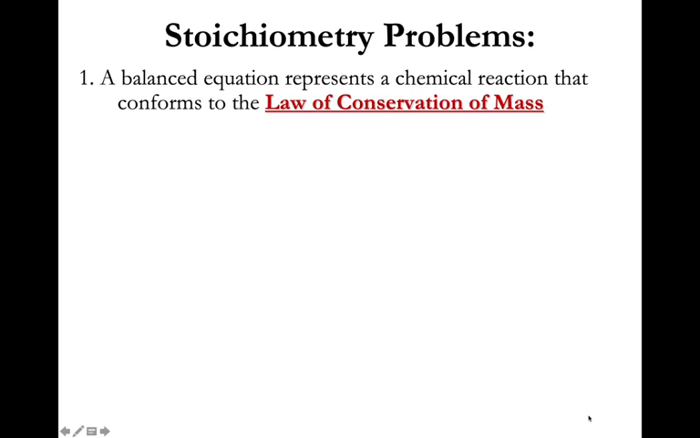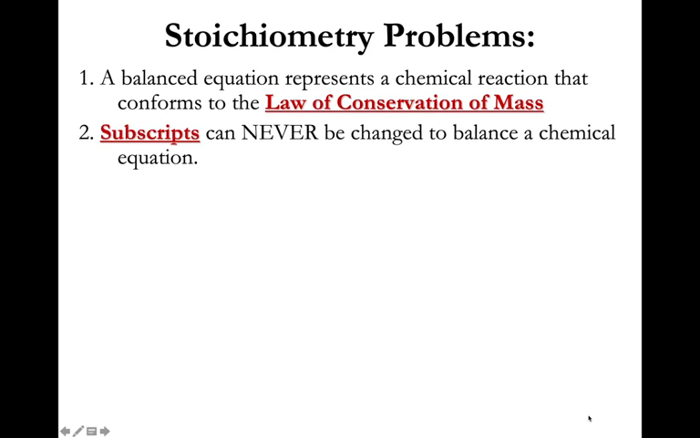The first thing that we need to remember, and this is a review from the last video, is that a balanced chemical equation represents and conforms to the law of conservation of mass. Without a balanced chemical equation, you cannot do stoichiometry problems. So if a question gives you a sentence describing what happens, you have to convert that to a chemical equation and then balance it. When you balance an equation, remember, you never change the subscript of that particular formula.